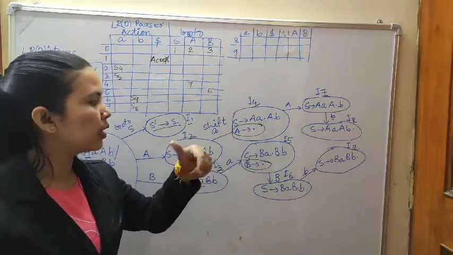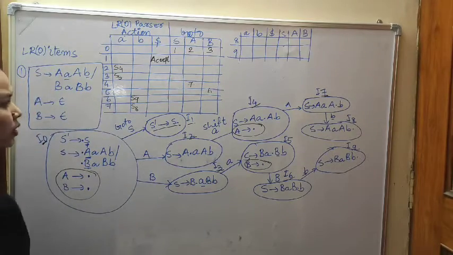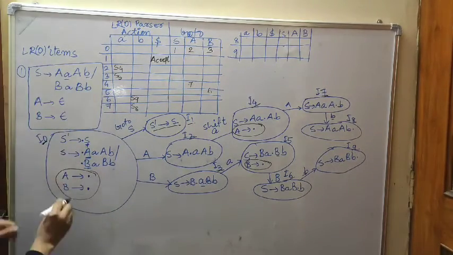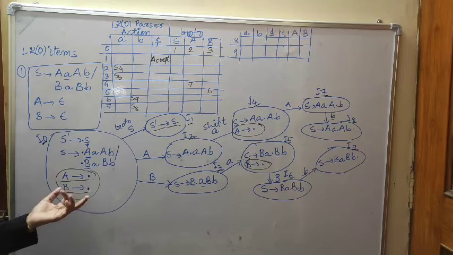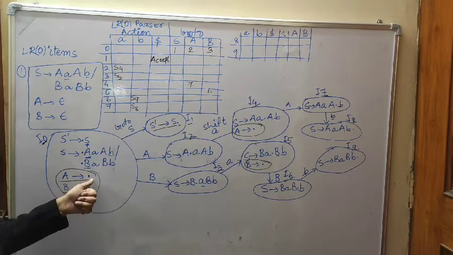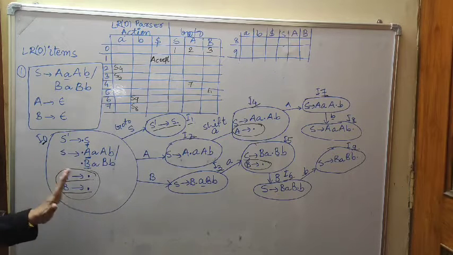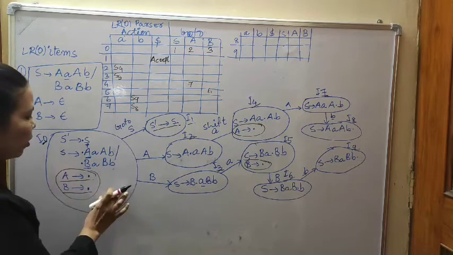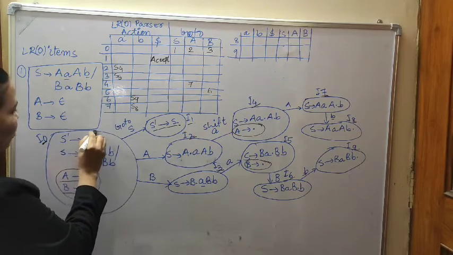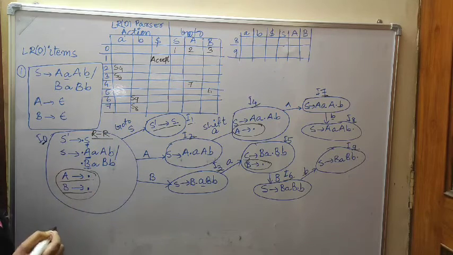Reduced part, that means final item, wherever it is given as a final item. Look at here, in the I0 has given A to final item, B to final item. Here both are in conflict. Why conflict? Because in the one closure it is called RR conflict, reduce conflict.